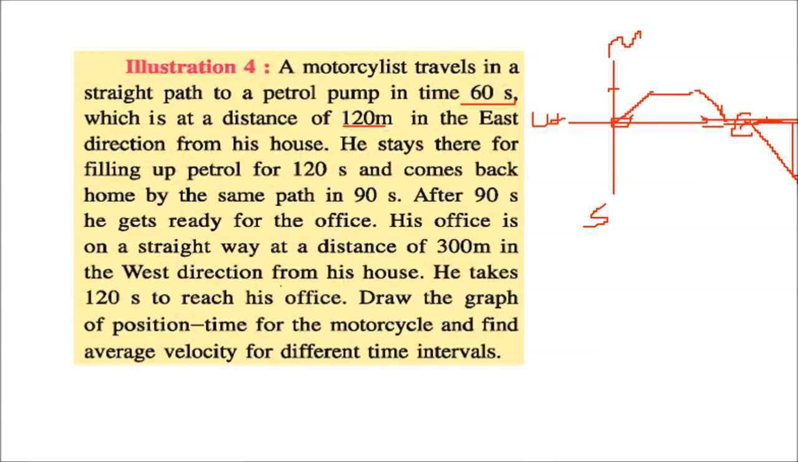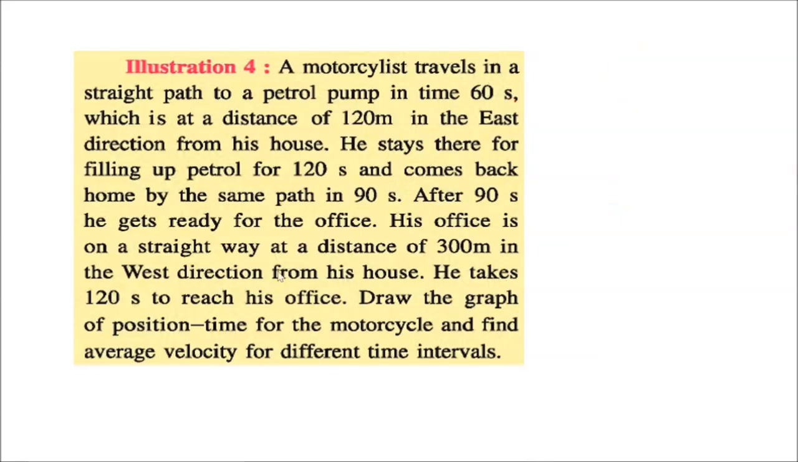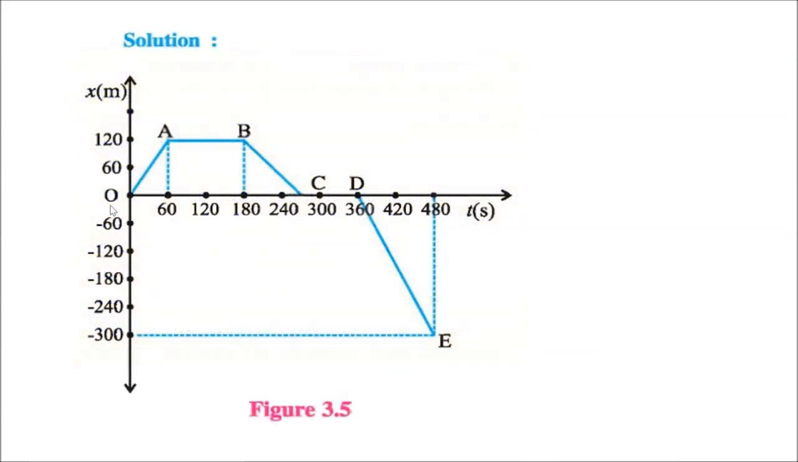Draw the graph of position versus time for the motorcycle and find the average velocity for different time intervals. So the graph will be something like this. Let us see it formally. What is happening here is he starts from 0, he goes to 120 meters in 60 seconds. Then he stays at rest for another 180 minus 60, that will be 120 seconds. For 120 seconds he is at rest.